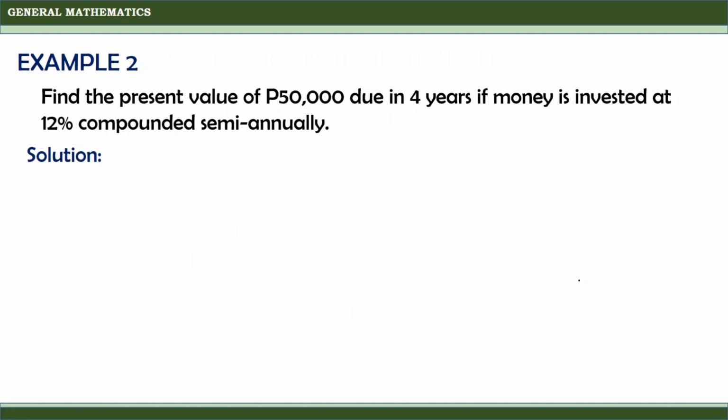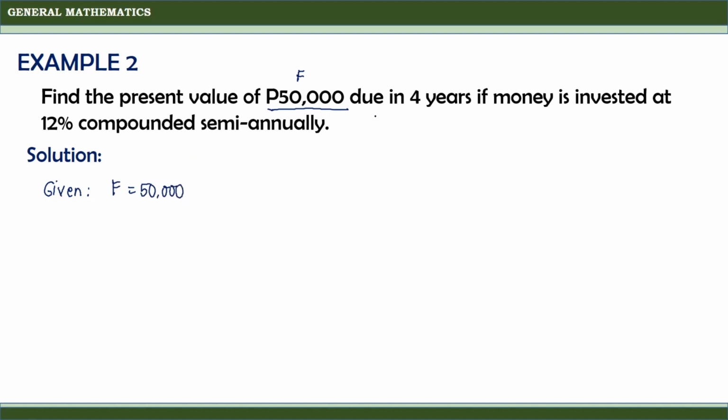Find the present value of 50,000 due in 4 years if money is invested at 12% compounded semi-annually. Just like what we did on the first example, we need to write down first our given. Since we are looking for the present value of 50,000, then it follows that 50,000 is the future value. Therefore, F is equal to 50,000.